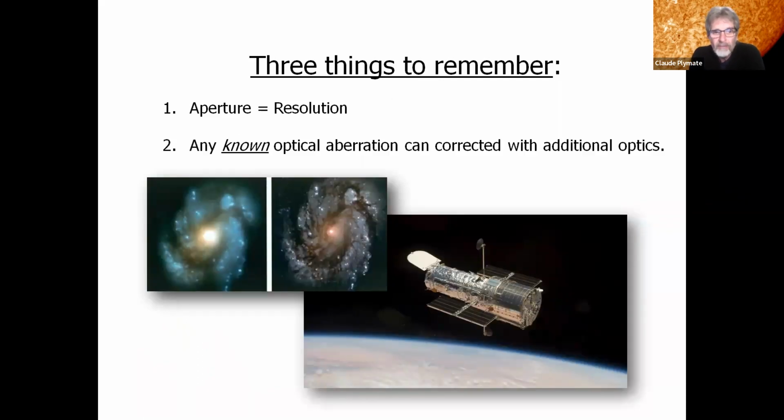Now, second thing to keep in mind is any known optical aberration can be corrected with additional optics. Now, any of us that have to wear glasses are intimately aware of this. And the poster child for that is, of course, the Hubble Space Telescope that was sent up into space, was found to have spherical aberration. Fortunately, clever engineers analyzed what that aberration was, designed some corrective optics, and with just about a $250 million delivery fee, those were brought up, installed. And since then, the telescope has performed fabulously.